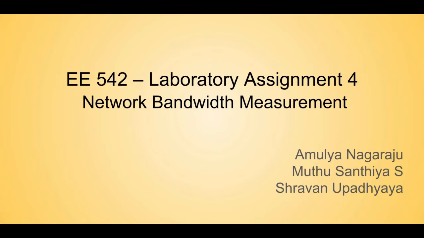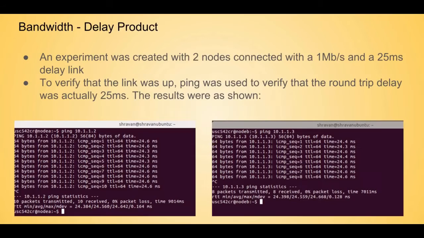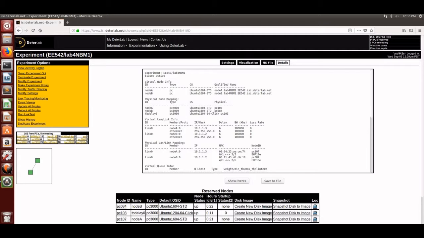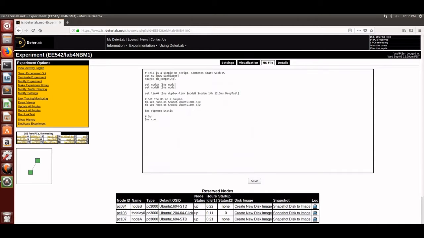So to begin, we create an experiment in Deterlab by using this NS file. We set two nodes A and B, and we connect them using a link of 1 megabits per second bandwidth and 25 milliseconds round trip delay.